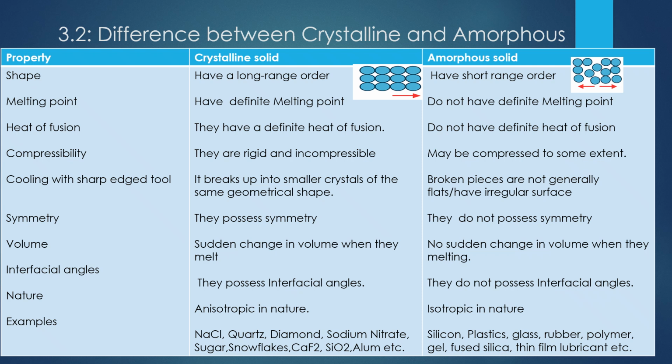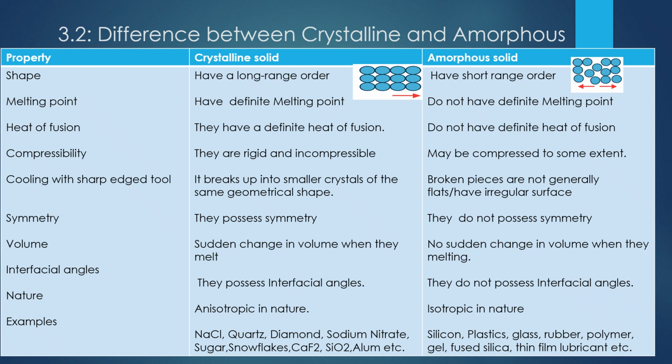Symmetry. Crystalline solids possess symmetry such as plane of symmetry, center of symmetry, and axis of symmetry. Amorphous solids do not possess symmetry. Volume. Crystalline solids have sudden change in volume when they are melted. Amorphous solids do not have sudden change in volume when they are melted. Interfacial angle. Crystalline solids possess interfacial angle. Amorphous solids do not possess interfacial angle.